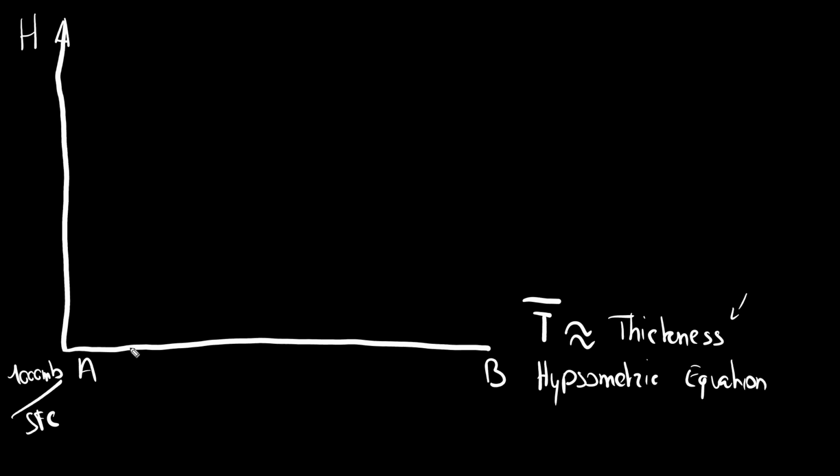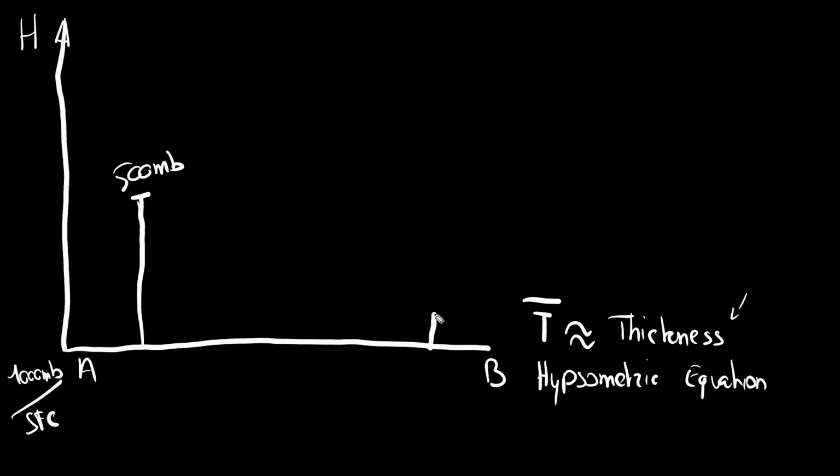Say, for example, near point A, we have a certain thickness from 1000 millibars to 500 millibars, right? So a certain thickness from 1000 millibars to 500 millibars, all right? Now, at point B or near point B, it's actually warmer, or the average temperature in that layer is warmer.